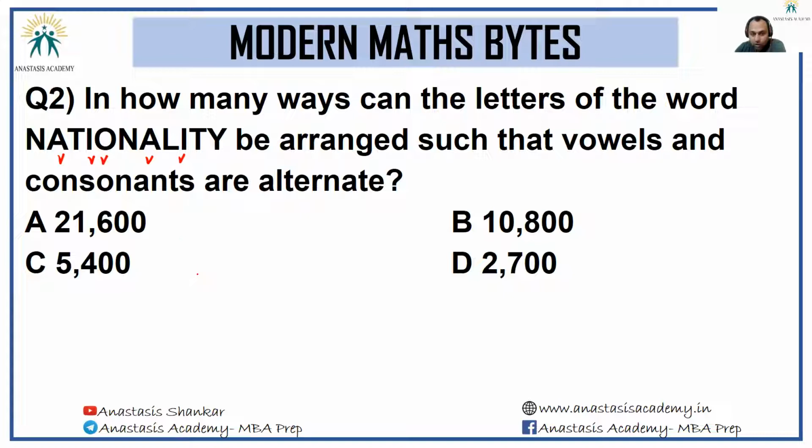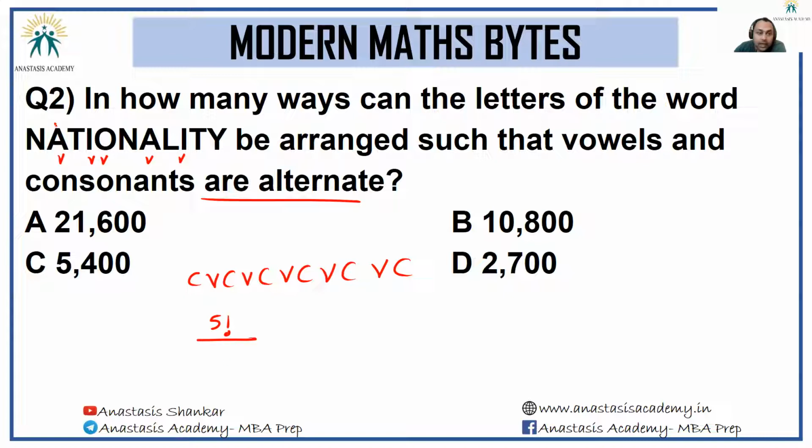So can you see the order? In order to ensure that they are alternate, it has to be consonant, vowel, consonant, vowel, consonant, vowel, consonant, vowel, consonant, vowel, consonant. This is the only order that works. If this is the only order that works, let's look at all the vowels. How many do I have? 1, 2, 3, 4, 5. 5 of them. They can be rearranged in 5 factorial ways.